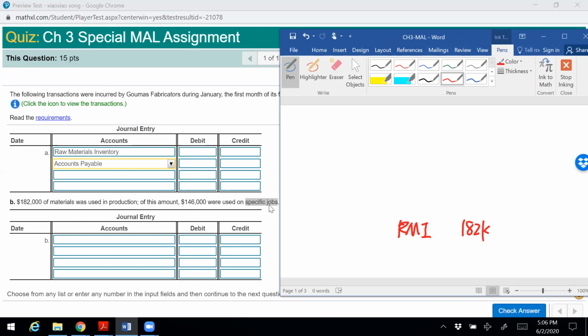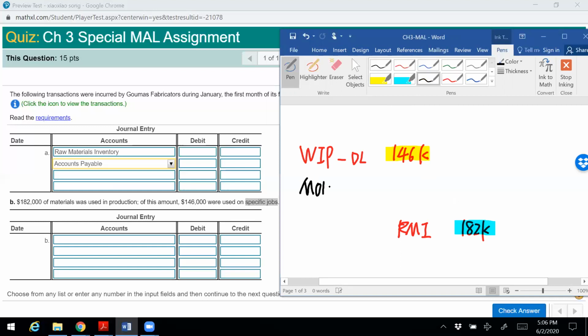140,000 went to the specific job. What should we do? So we have work in process 146,000. Now your debit is 146,000, your credit is 182,000. It's not balanced. What should we do? We still have indirect material, so it goes to manufacturing overhead. This is the indirect material, and how much will it be? 36,000.